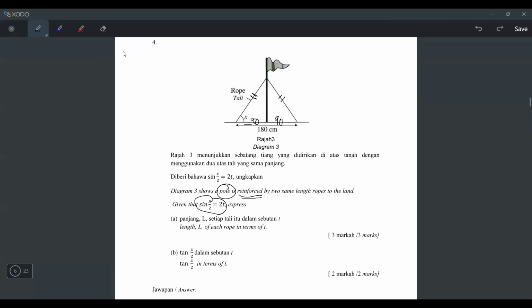I'm sure this will be useful. Okay, this will be one of the information, so I will use this to do later. So express A. A says what? Express the length, which is represented by L, of each rope in terms of T.